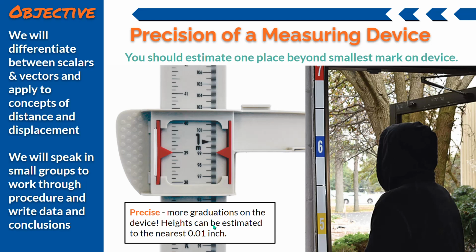I can estimate my height to the nearest 0.01 of an inch, if I'm using the inches side, or to the nearest 100th of a meter, because I can see, actually I can go past that.